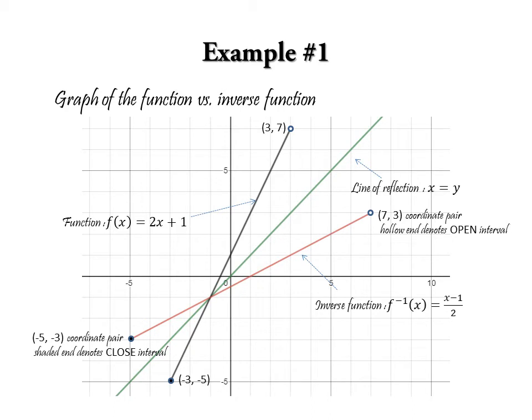That is the graph of example number 1. If you can see, the green one is the line of reflection, and that is where your function and your inverse function will meet.